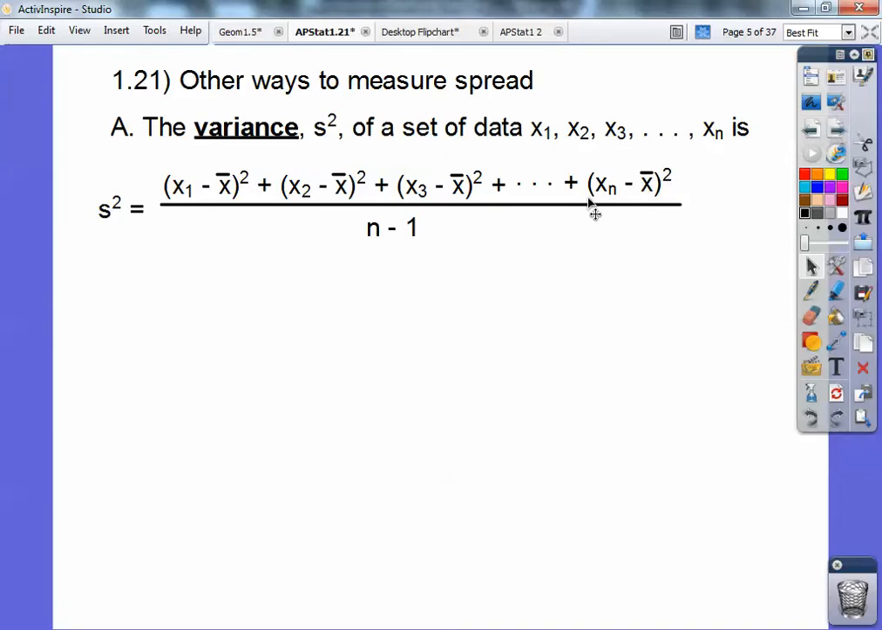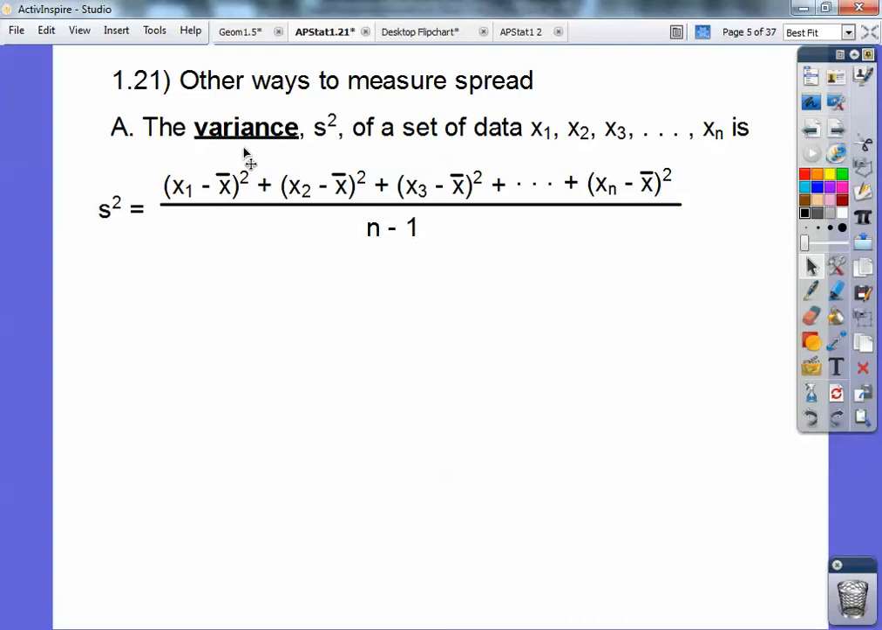Okay, now the variance is this. Now these x bars are the mean. So what I'm going to have to first do is find the mean of these numbers: add them all up and divide by the number of numbers. And then I take each number minus the mean, squared, plus the next number minus the mean, squared, plus the next number minus the mean, squared. You add them all up after you square them, and then divide that by n minus 1. Okay, and that's what's called your variance.